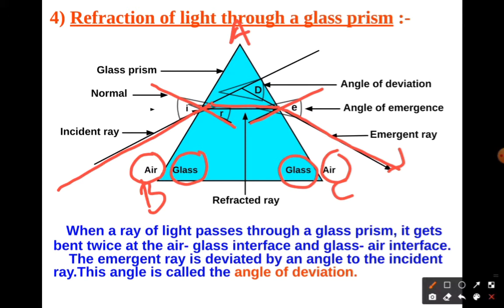But you can see here that the incident ray and the emergent ray, if produced, are not parallel to each other. In the rectangular slab they are parallel to each other, but in this case they are not parallel. So what I did is extend these lines backward, and here an angle is formed.